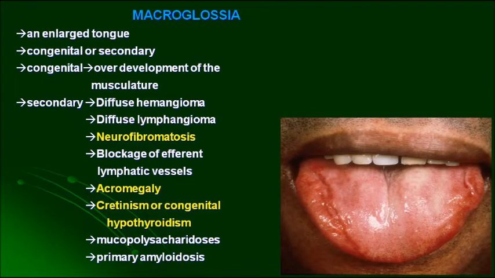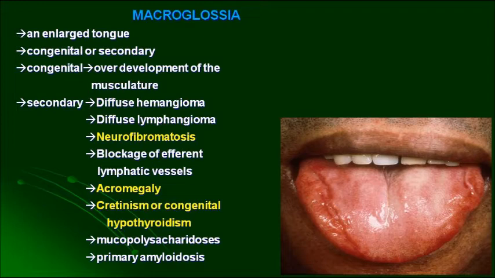Coming on to macroglossia. In case of macroglossia, what do you see? A large tongue, an abnormally large tongue. Macroglossia can be either congenital or secondary. By birth the tongue is a very big tongue. What are the syndromes? Very important syndromes which are commonly asked in MCQs are neurofibromatosis, acromegaly and cretinism. In these syndromes the tongue is relatively larger in size. These are the options commonly seen in MCQs: neurofibromatosis, acromegaly, cretinism.